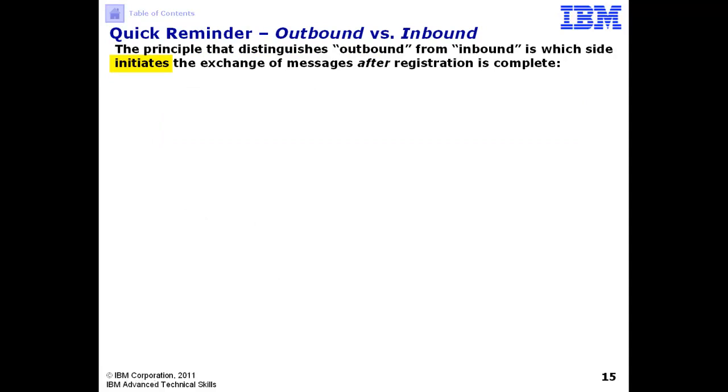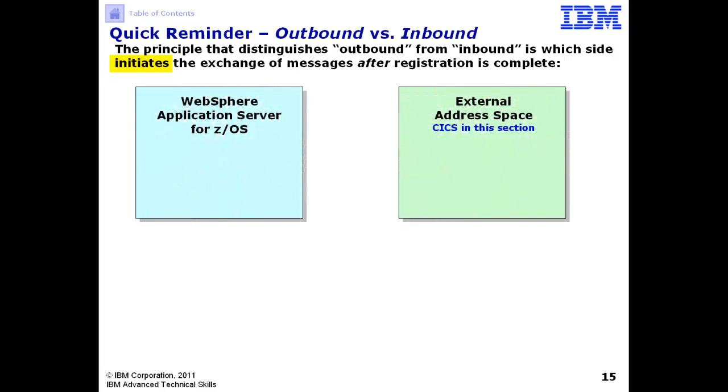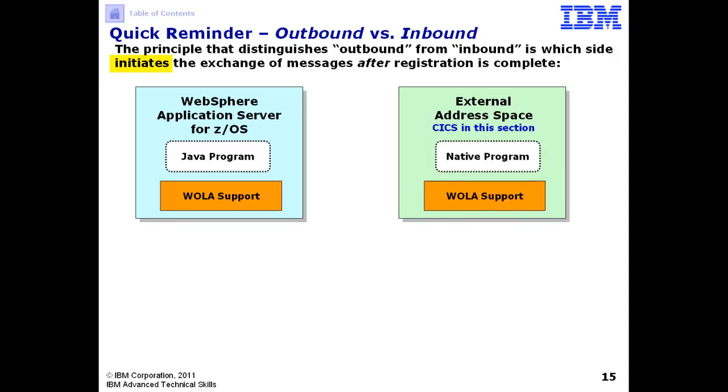To best understand how the Wola support operates in CICS, it is important to remind ourselves of the concepts of inbound and outbound calls. The key is which side initiates the conversation after registration is complete. We start with a WebSphere application server address space and an external address space, which in this section will be CICS. In the WAS server, there is a Java program which will use Wola, and in the CICS region, there will be a native language program that will use Wola. Both sides have the respective Wola support elements installed and enabled. In a few moments, we'll see what those consist of for CICS.